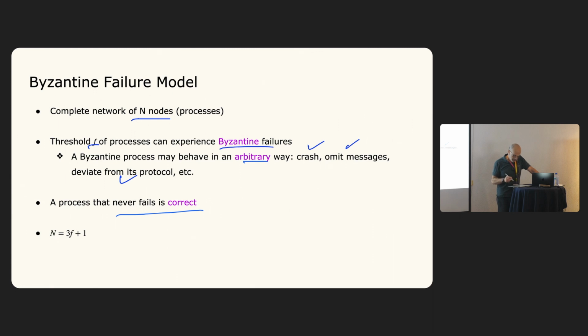So that's as before. And due to the lower bounds that I mentioned before, we can't hope to achieve deterministic consensus with Byzantine processes, even in synchrony, if we have fewer than 3f processes. So for that reason, I'm going to assume that we have n equal to 3f plus 1. It's the minimum number of processes required to tolerate f Byzantine failures. Okay, so this is the Byzantine failure model.